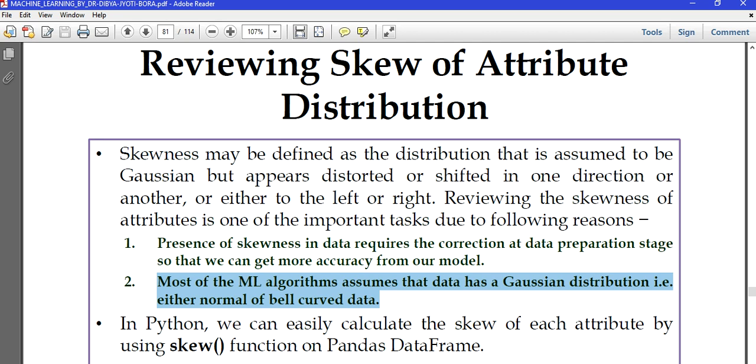Now, in Python, we can easily calculate the skew of each attribute using the skew function. Students, this is the case of only one function, so why not analyze the skewness using it? You need to remember one function only, the skew function, from the pandas data frame.